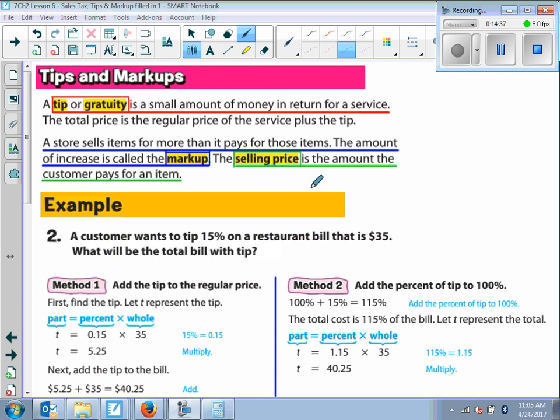Okay. The selling price is the amount that a customer pays for the item. So the selling amount is like the $85. Okay? So make sure you write those down.